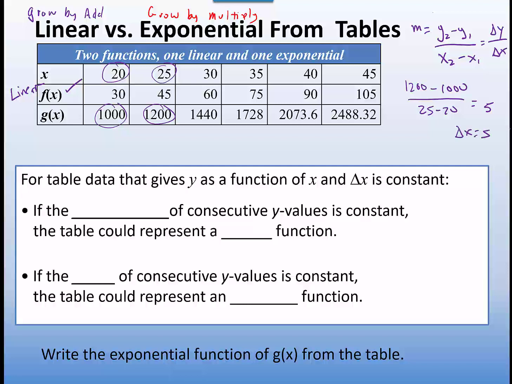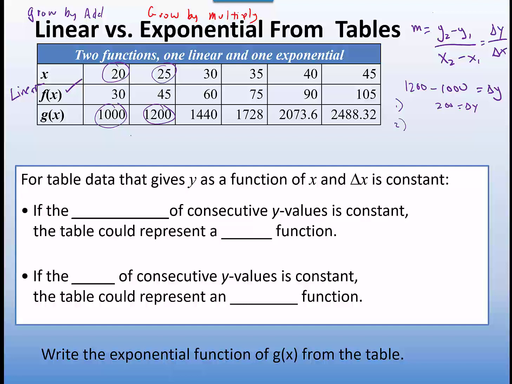equals 5. So it's going to be 5 every time because the x's are counting by 20, 25, 30, 35, 40. They're counting by 5. So that is going to be redundant. I don't need to do that calculation over and over again. So I'm going to check just the delta y. I'm only going to see if the delta y comes out the same every time. So the first time, I get 200 for delta y.